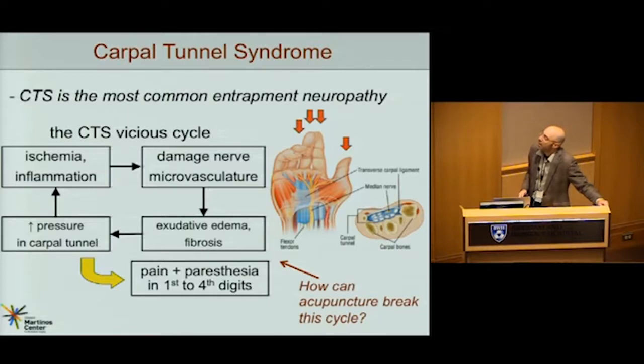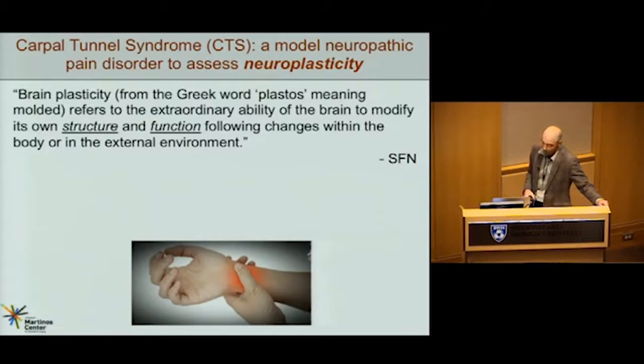So the question is how can acupuncture break this cycle? First, a little bit of definitions. Carpal tunnel syndrome is a model of neuroplasticity, so we need to have a definition of neuroplasticity. Neuroplasticity is referred to from the Greek plastos, and the definition of neuroplasticity here is that the brain can modify both its structure and its function following changes within the body or external environment. This is the definition given by the Society for Neuroscience, SFN.